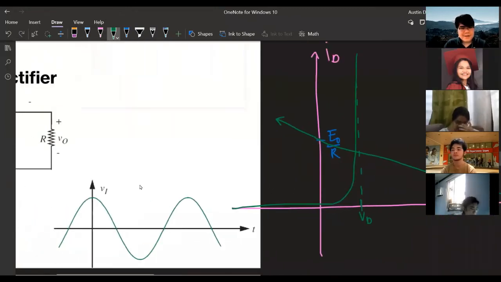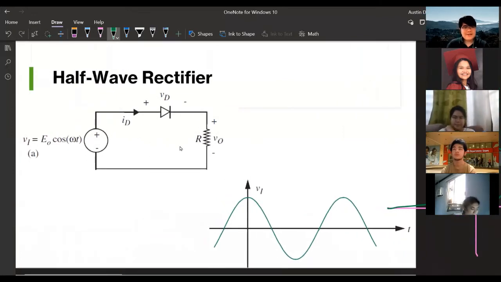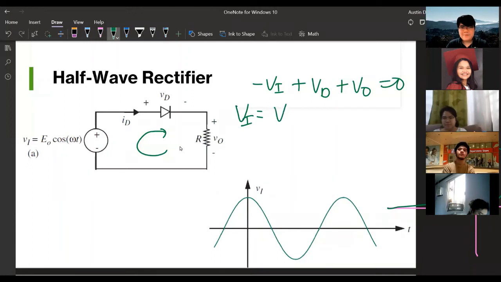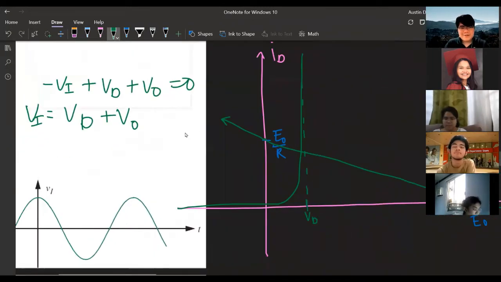Now, mapapansin nyo, magki-KVL lang din ako dito. Let's try do a KVL. My KVL, clockwise gagawin ko. So, negative VI, then plus VD plus V0. Therefore, I have my VI, ay mali, equal to 0 to, di ba? VI to be equal to VD plus V0. Okay? Yes, magkamukha sila. So, meron tayong ganitong relationship.